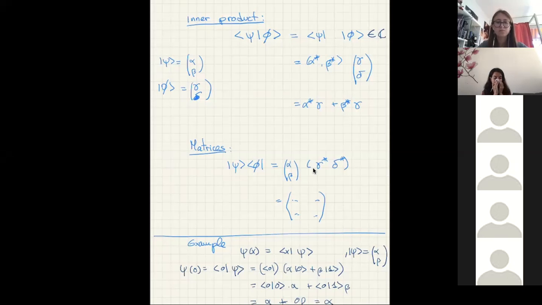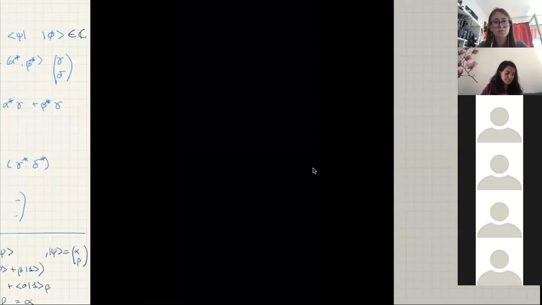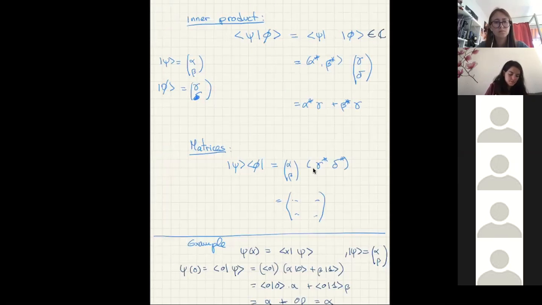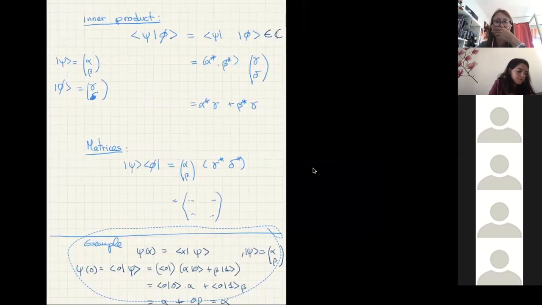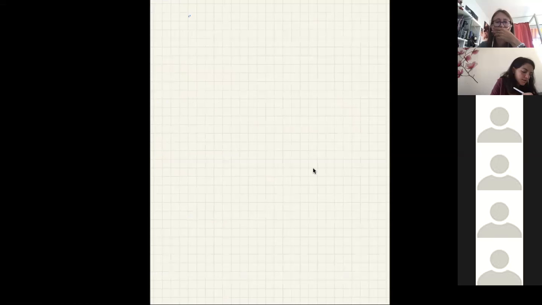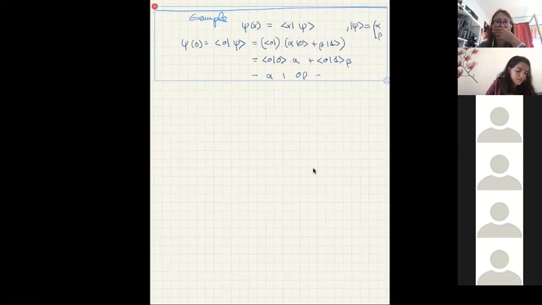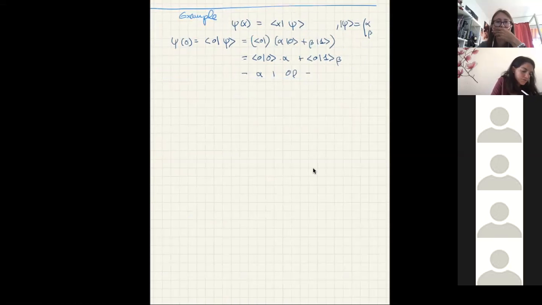Now let's show it in the vector basis. So first let's start with a new page, and then let's make things a bit more presentable by copying this example.